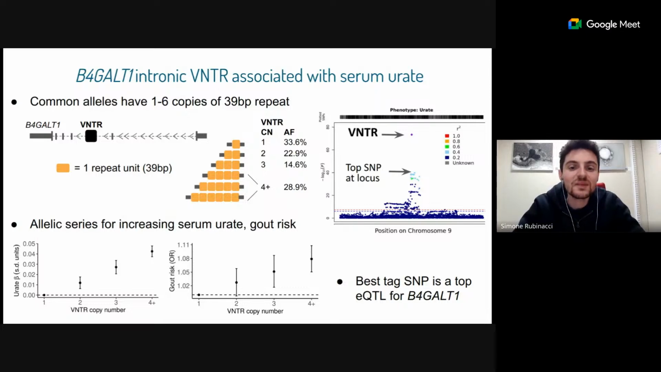So we observe an allelic series for this VNTR, where longer VNTR alleles are linked to higher urate levels and greater gout risk. And the best tag SNP for this is an eQTL for GLT1, suggesting that the VNTR might affect gene expression. So these findings motivate us to use GTEx to map this eQTL signal and explore whether this VNTR can influence splicing.